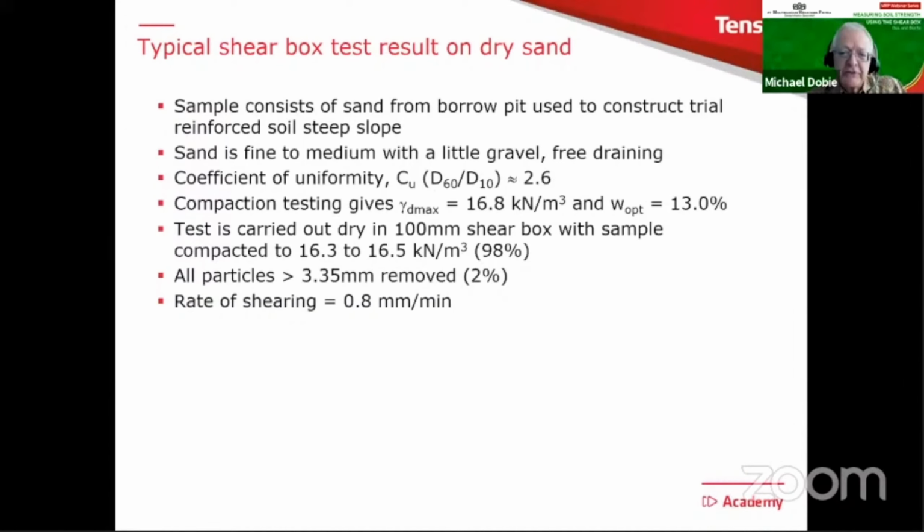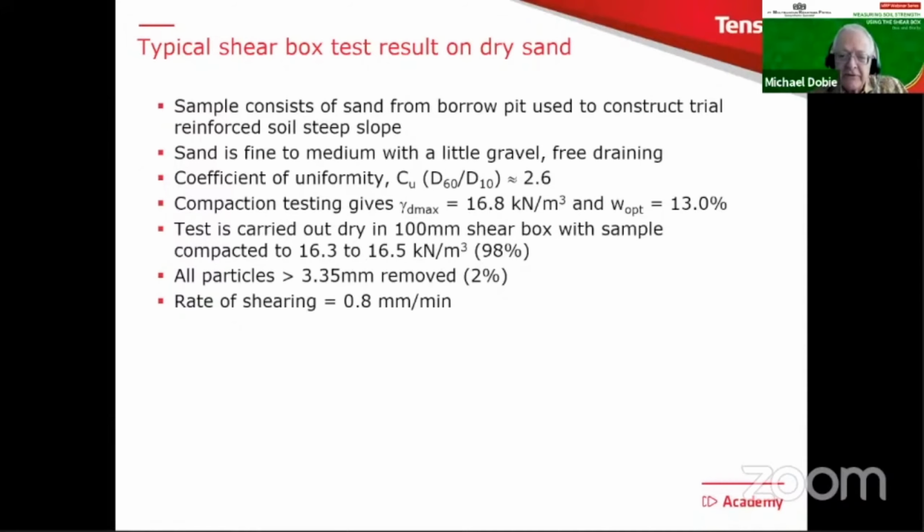So let's look at this shear box test on dry sand. With any test, there's always going to be information you'd like to know about it. Now, I'm not going to read through all of that there because we're going to come back to it as we look at the results. But you'll see there, if you want to read it as I'm talking, information about the grading, the compaction condition, the size of the shear box, etc., etc.